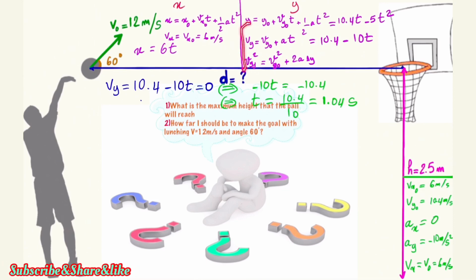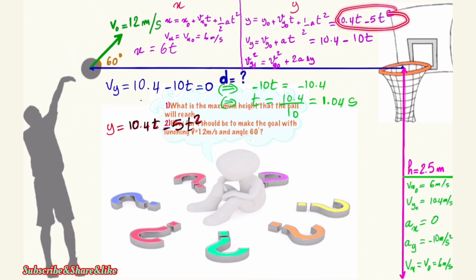This is the time, so we will have the maximum height. So we take this time and plug it in here so we know the height, because this is what gives the height. Let's do that. We have y equal to 10.4 t minus 5 t squared. Let's use black. So we say it is equal to 10.4 t minus 5 t squared. So let's plug in the time. This equation is just equal to y.